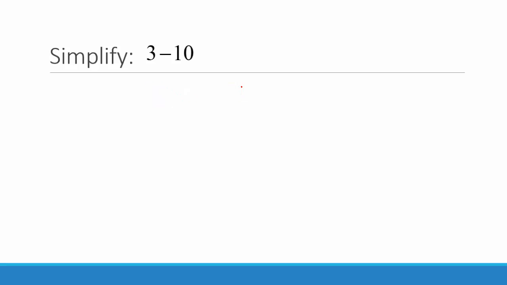3 minus 10. We will start by changing subtraction to addition. 3 plus -10. The signs are different, so we will subtract the numbers. 10 minus 3 is 7. Then we will keep the sign of the larger number. The larger number is 10, and 10 is negative, so our answer is negative.